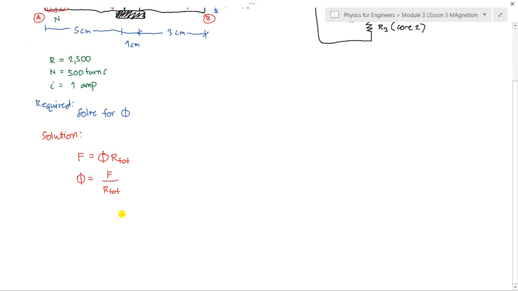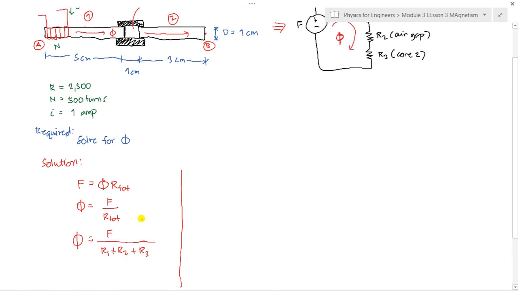Since we don't have R total yet, we will solve for it. But anyway, since this is series, we know that phi is F all over R1 plus R2 plus R3. Okay. Next, we're going to expand this to see their formulas further.